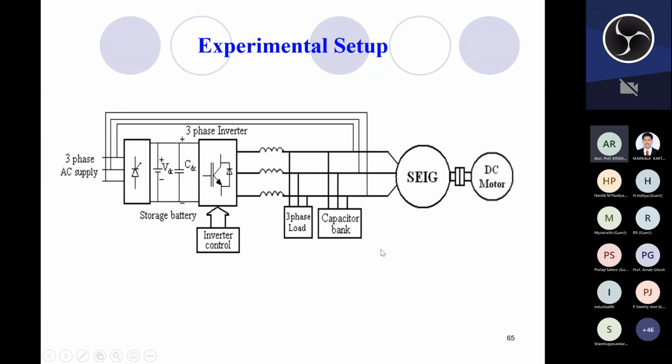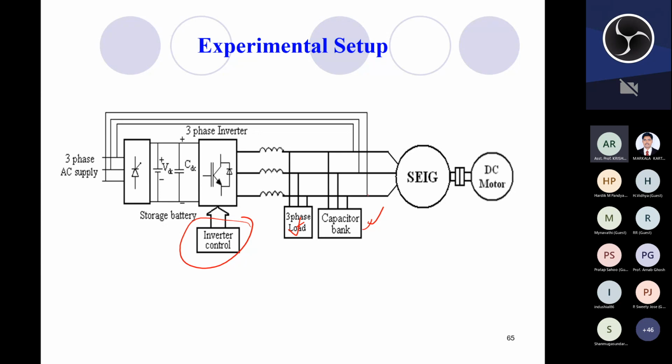Now let us see some experimental results. So here this is the experimental setup, you can see. A 3-phase inverter is used. For the laboratory prototype, a DC motor is used as the prime mover, and a capacitor bank, and this is the loading arrangement, and this is the inverter control scheme, which I have already shown in scheme 1 and scheme 2.